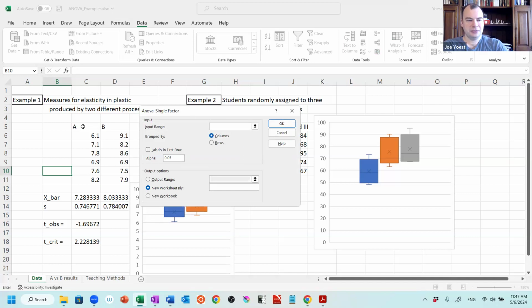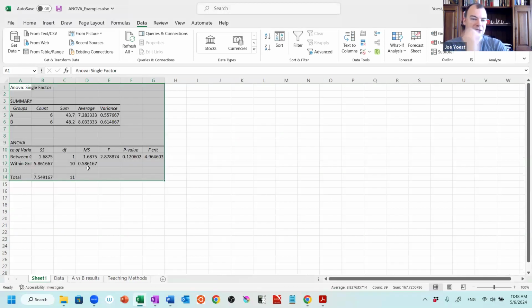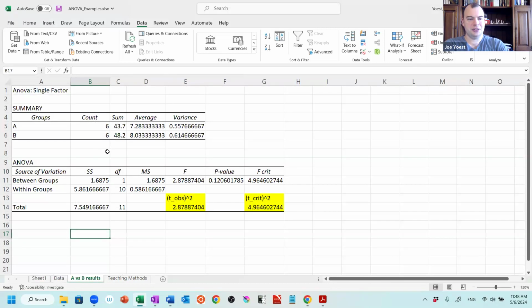My input range, I'm going to choose A and B. I will make sure that I tell it labels in first row. These are grouped by columns, like the A population sample data is in the A column, and the B population sample data is in the B column. It's not grouped by rows, so we'll leave it as grouped by columns, and we'll output in a new worksheet. So I just select my data, make sure that it's arranged the right way, make sure I choose labels in first row. Here, my alpha is 0.05. I'll just leave that alone. And you see it gives an output that is basically the same as this one here.